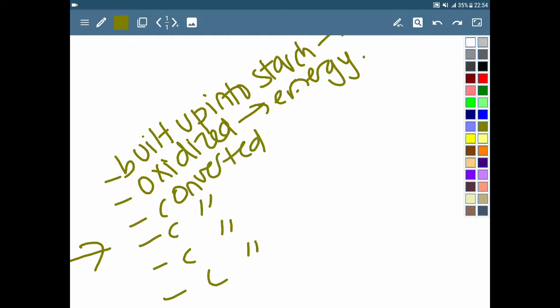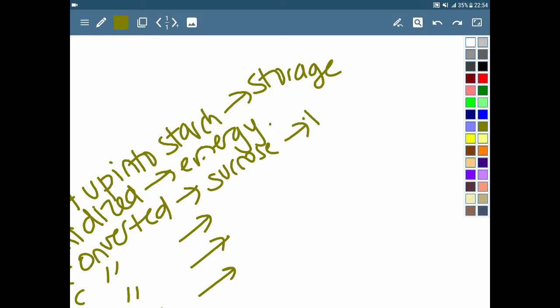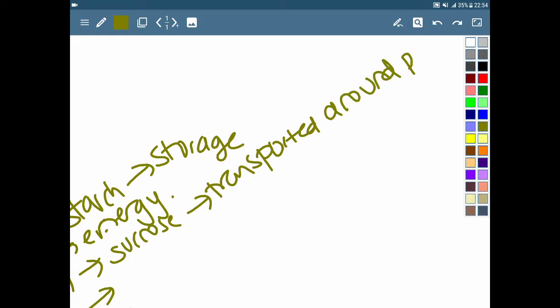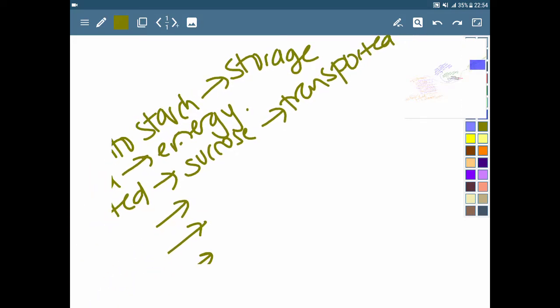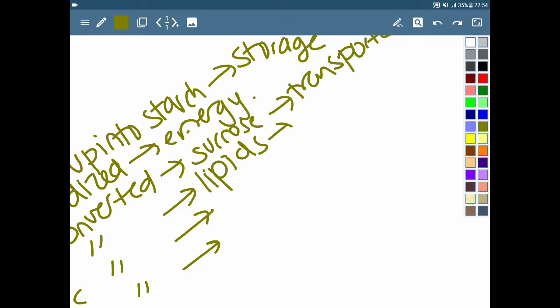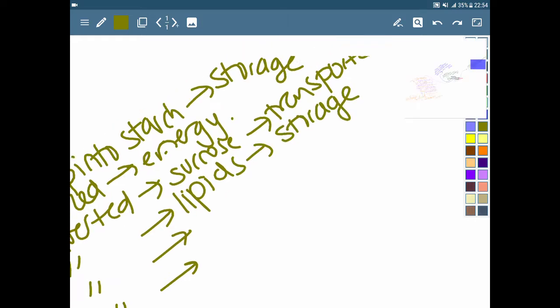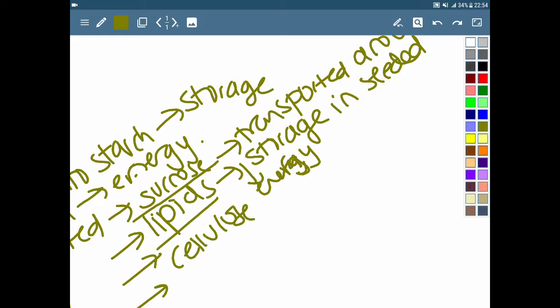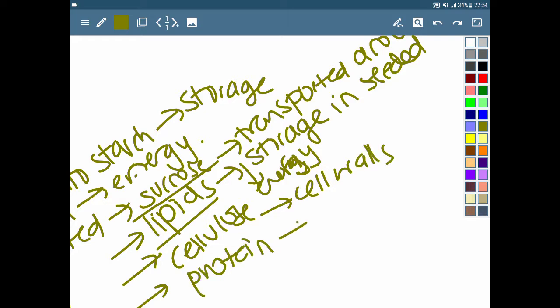And all of these are converted into sucrose to be transported around the plant, like from the stem to the leaves to other parts of the plant, and then converted into lipids for storage in seeds, as an energy storage in seeds. Sucrose, lipids, cellulose, and cellulose is for cell walls, and proteins. Proteins is for growth.